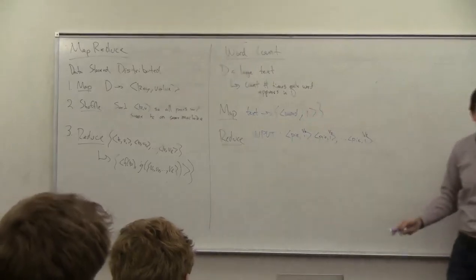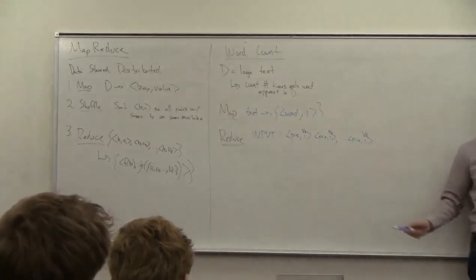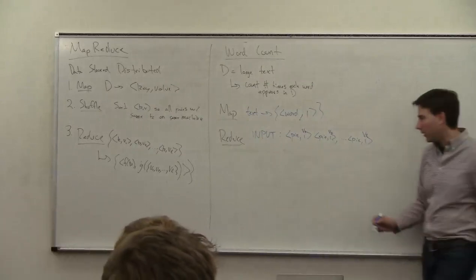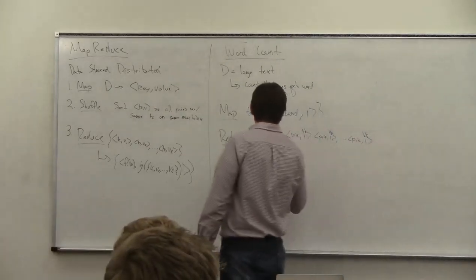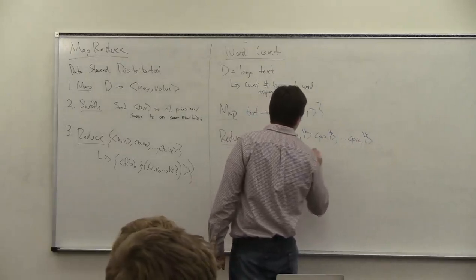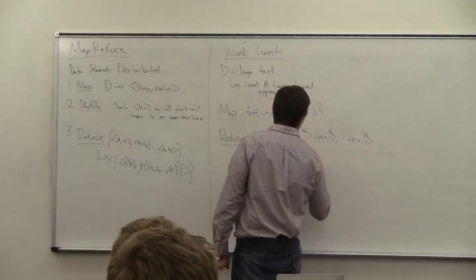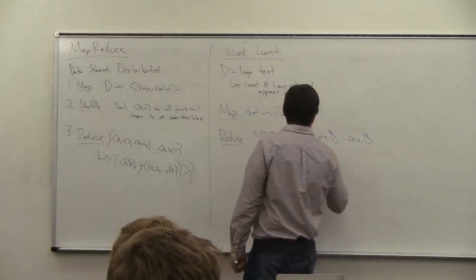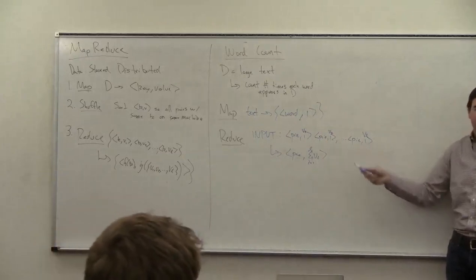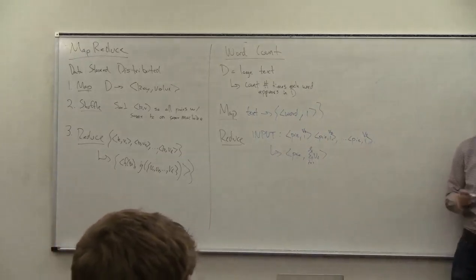Okay. So then, how do we create the output here? You sum up the values for each unique key. Great. Right. So we map this to pi. And then this is just the sum of all these values vi. And in this case, they're all 1, so you're just counting the number of instances.